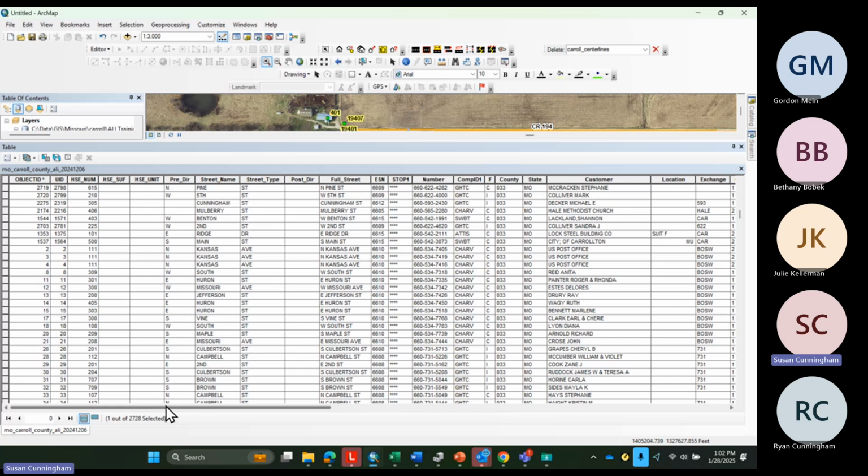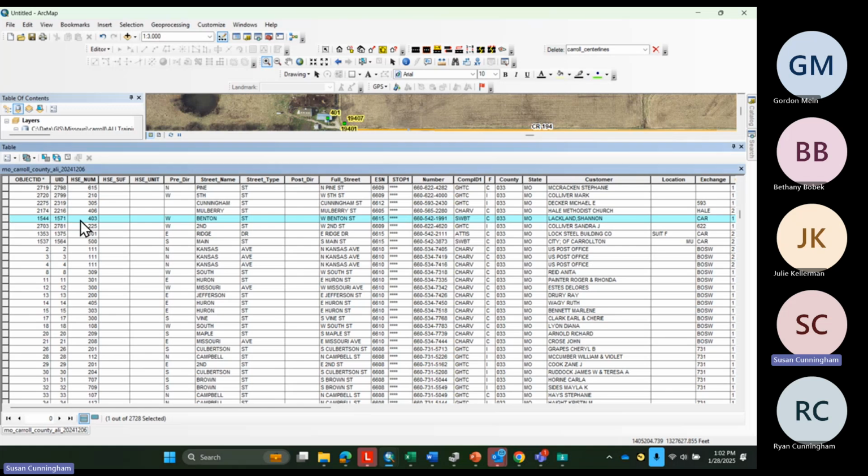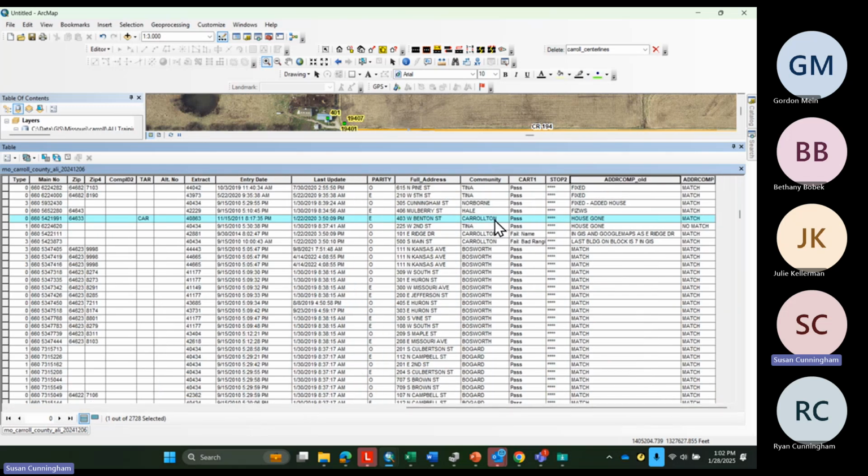So anyway, one of the requirements of the NextGen 911 system is that every landline phone have a locatable address that matches an address point and that matches a centerline. Does that make sense? It has to have an address in the community that specifically and exactly matches the data in an address point. So you can see here are some phone numbers like 403 West Benton Street. If I went to West Benton Street in the community of Carrollton, I would expect there to be a house point for 403 West Benton Street.